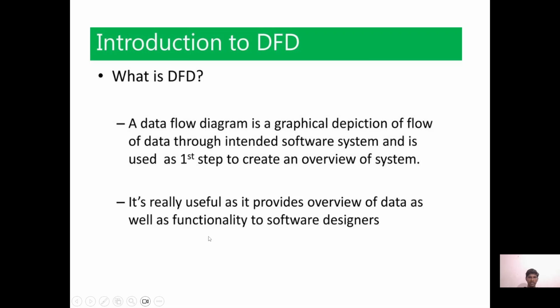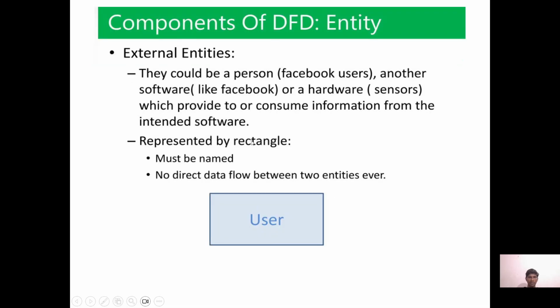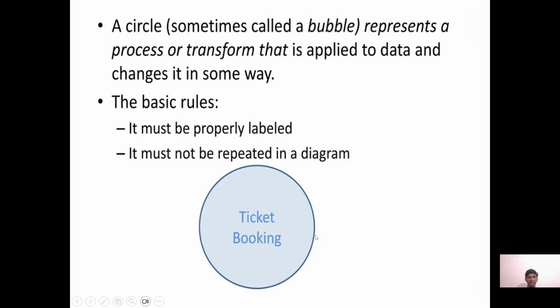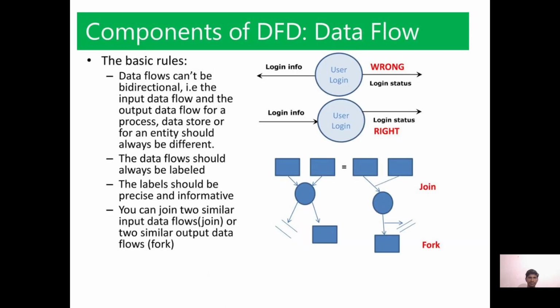The first step is to create an overview of the system. The components of data flow are, first, the entity, which is represented in a rectangular shape. The entity must be named, and no direction flows between two entities. Next is the circle or bubble, which represents the process or transformation that is applied to the data. Here, ticket booking is a circle, a transformation, a function or a process. It is named as ticket booking. This label must not be repeated in a diagram, so it must be properly labeled.